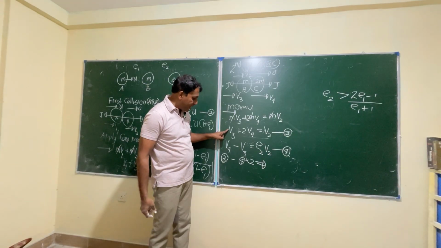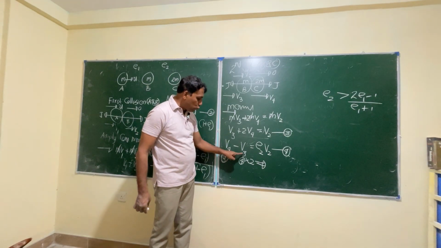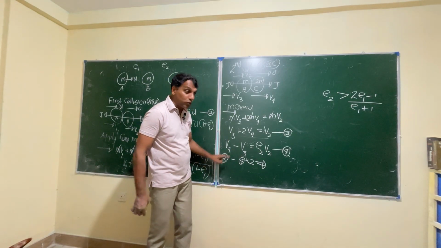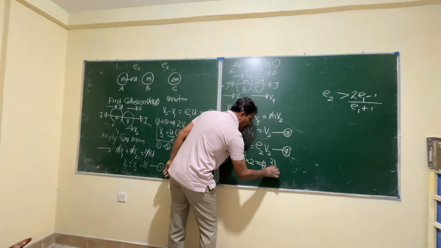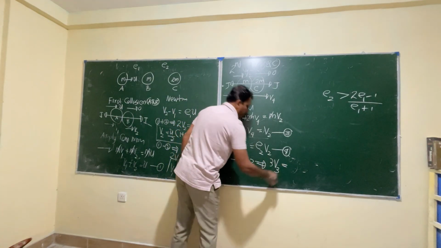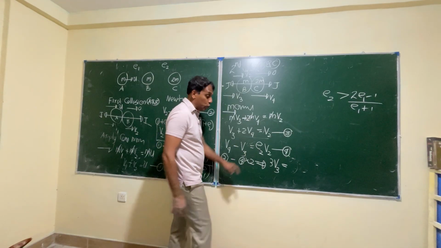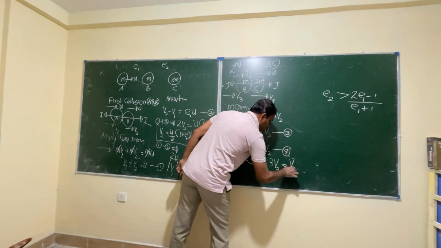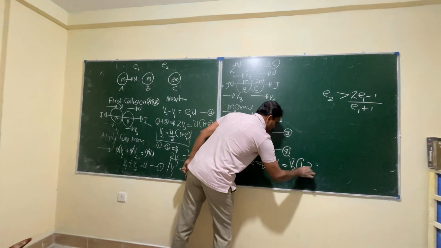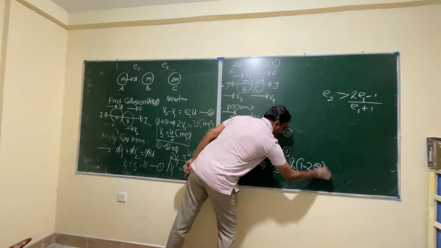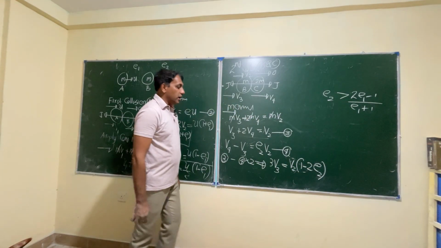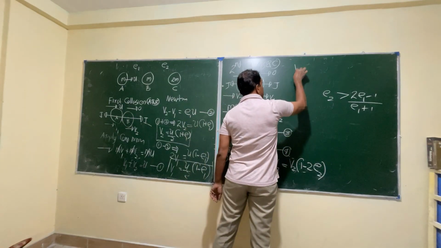Then √3 here and minus 2√3, subtract becomes plus, so 3√3, okay? And here √2 minus 2√2. Can I take √2 out? Therefore 1 minus 2E2, the 2E2, okay? Therefore we find the V3 answer.